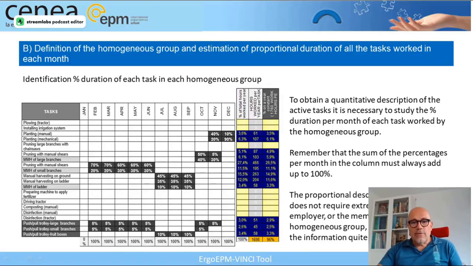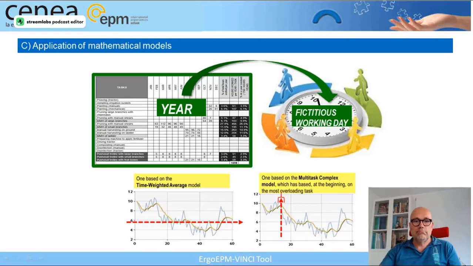Once registered, these percentages of time, the employer or the workers themselves will surely help us determine. We have finished. What is this tool going to do? This tool, with that information, will apply the mathematical model that we have seen, and it will provide us what the risk index is for this group of people.